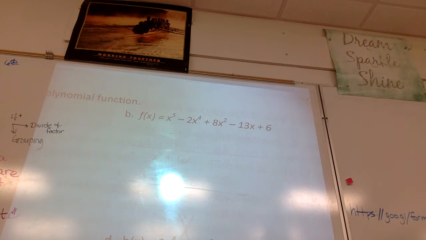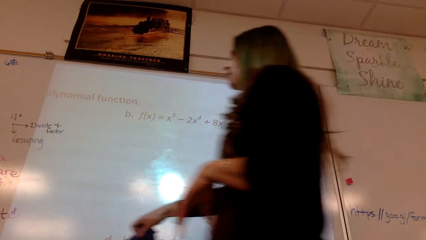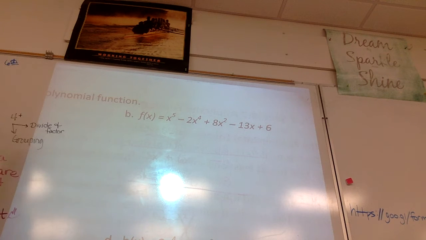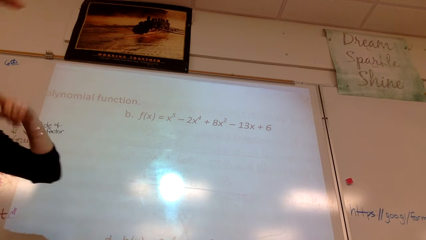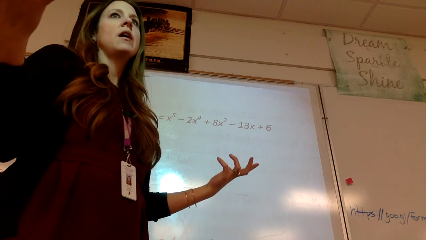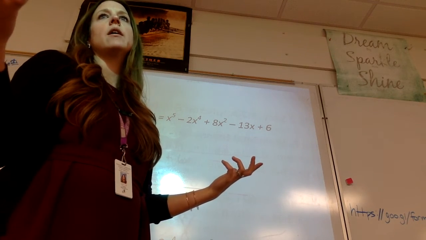Find the zeros. So we're going to factor, if we can. GCF, does it have one? No. It has 4 plus terms. So what are we doing, grouping or dividing and factoring? How do we know what to divide by?